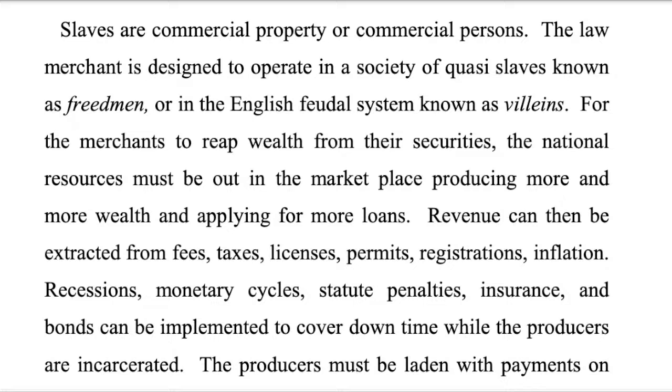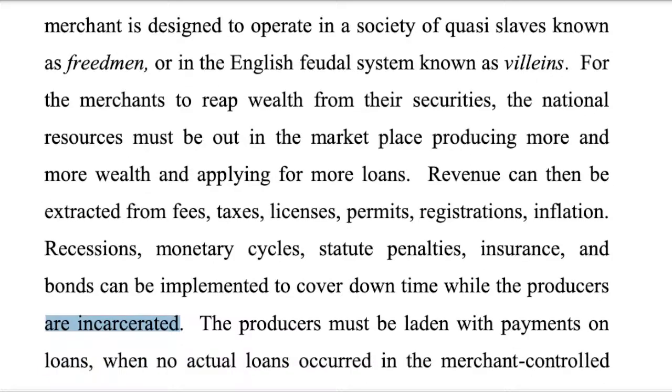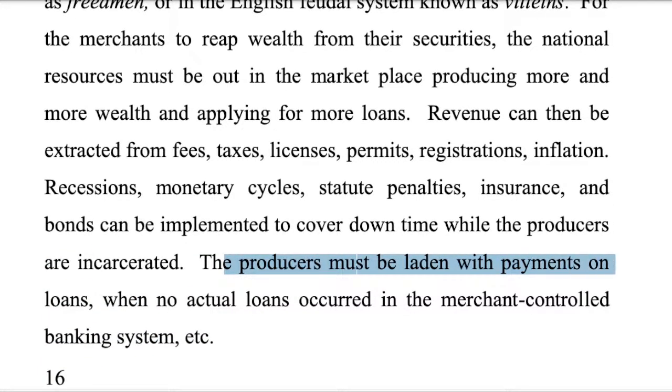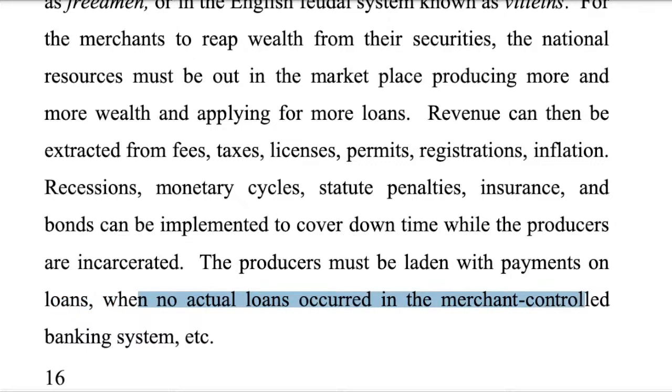All right, let's continue. Slaves are commercial property or commercial persons. The law merchant is designed to operate in a society of quasi-slaves, known as freedmen, or in the English feudal system, known as villeins. For the merchants to reap wealth from their securities, the natural resources must be out in the marketplace, producing more and more wealth and applying for more loans. The revenue can then be extracted from fees, taxes, licenses, permits, registrations, inflation. Sound familiar? Recessions, monetary cycles, statute penalties, insurance, and bonds can be implemented to cover down time while the producers are incarcerated. Bonds. The producers must be laden with payments on loans when no actual loans occurred in the merchant-controlled banking system, etc.